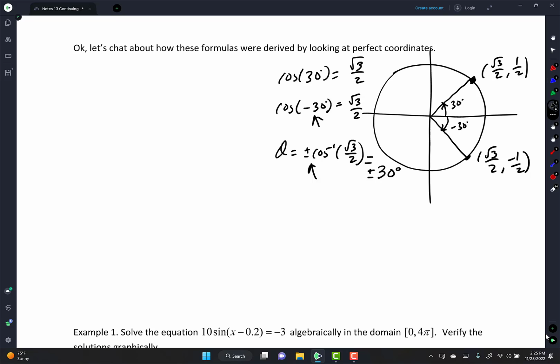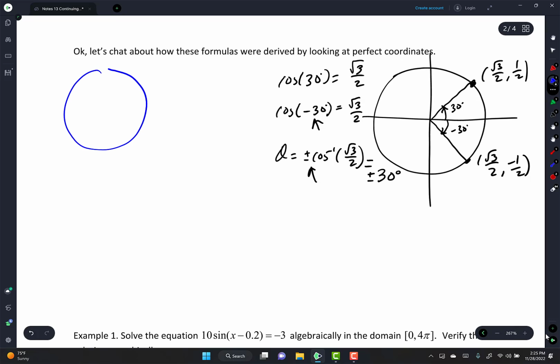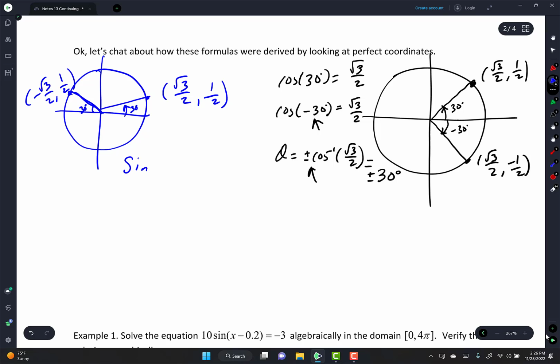Okay, so now I'm going to change my colors and go to a blue one. Now I'm going to focus on still the 30-degree one. Notice at 30 degrees here, that is still square root of 3 over 2, comma half. The reference angle is 30. I know that sine of 30 degrees is a half, and I know that sine of 150 degrees is a half.